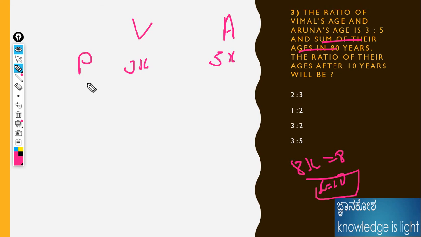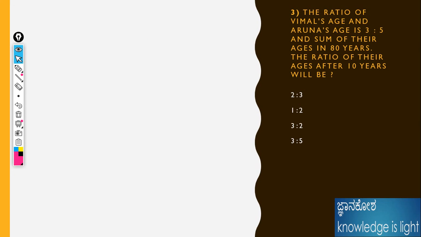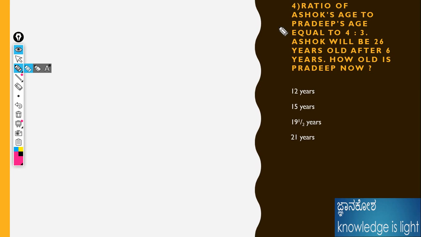The ratio of their ages after 10 years will be... Okay, present they are already given. Then 10 in the future: 3x plus 10 and 5x plus 10. Therefore, 30 plus 10 is 40, and 50 plus 10 is 60. That means 3 into 10 is 30, plus 10 is 40; 5 into 10 is 50, plus 10 is 60. Therefore, 2 is to 3 is the answer. Answer is the first one. Okay, but we will understand the question. If you have any doubts, please let me know in the comment section for this problem. Okay, next question.